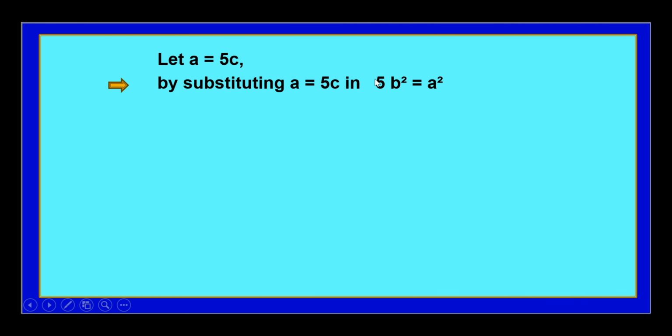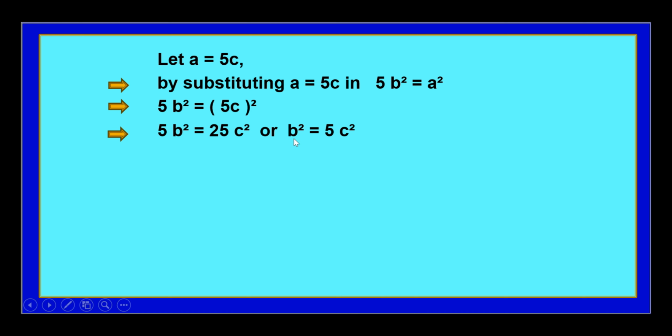Let us substitute a is equal to 5c now. 5b square is equal to a, meaning 5c whole square. 5c whole square means 5b square is equal to 5 square is 25c square. This 5 in 25, 5 times. Therefore b square is equal to 5c square.